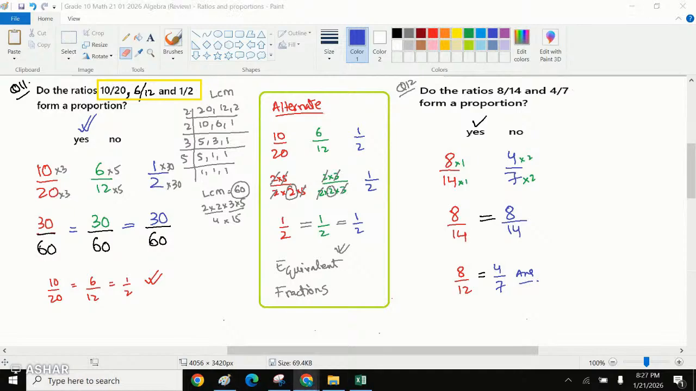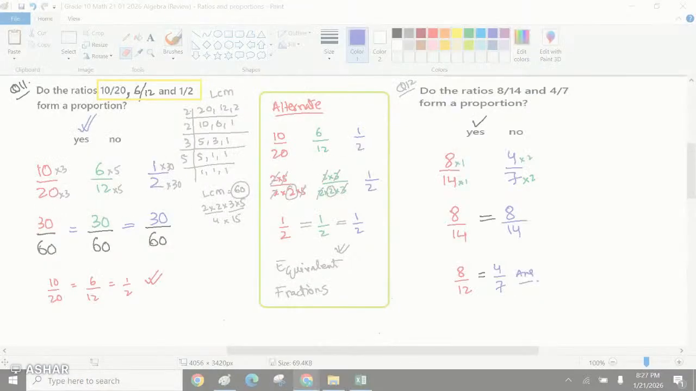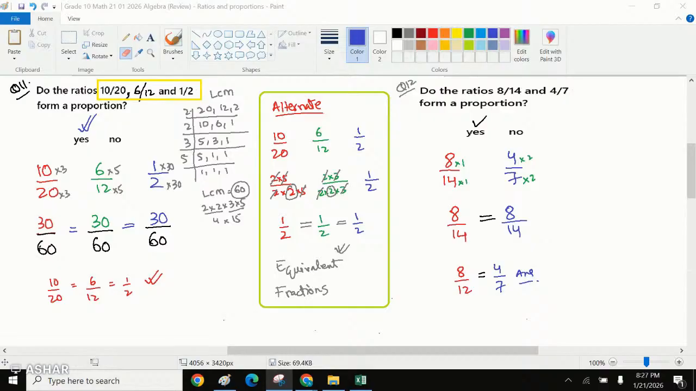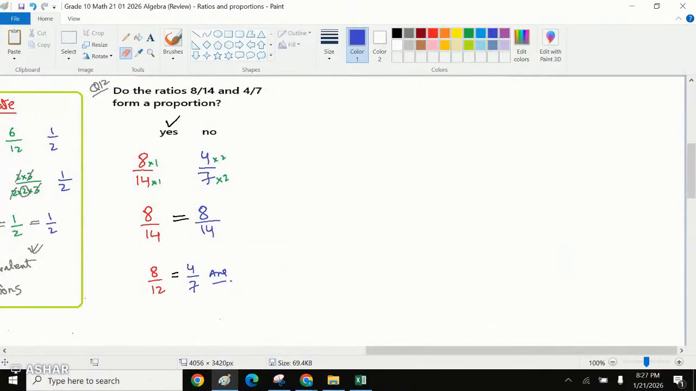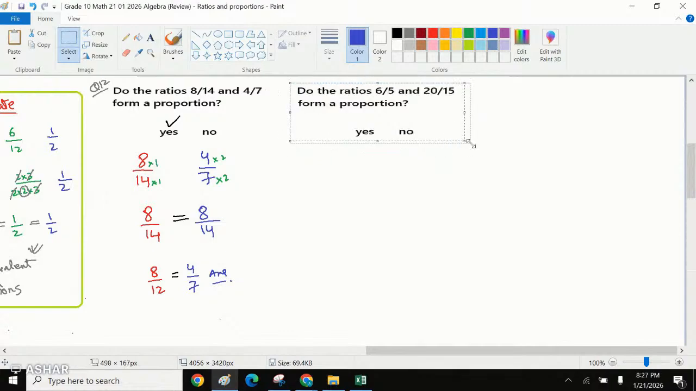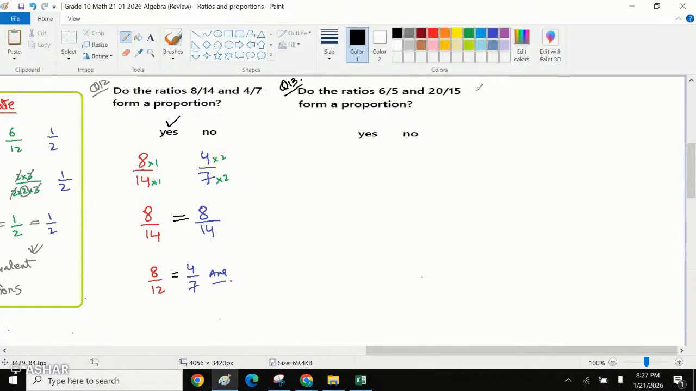The next one we have is: do the ratios 6 by 5. 6 by 5 means 6 upon 5. I'm just telling you my terminologies. Okay, this is given to us. Let me reposition for more space. Question number 13. Do the ratios 6 upon 5 and 20 upon 15 form a proportion, or are they equivalent fractions?